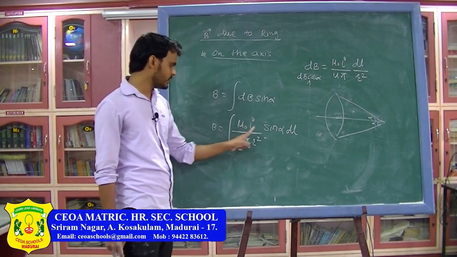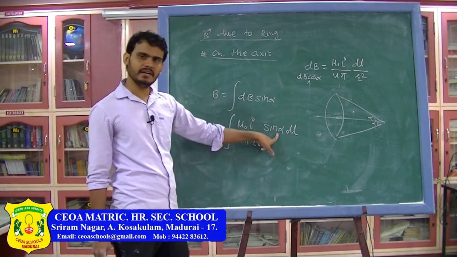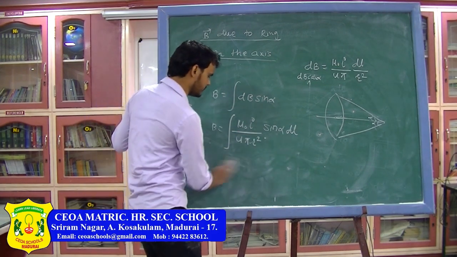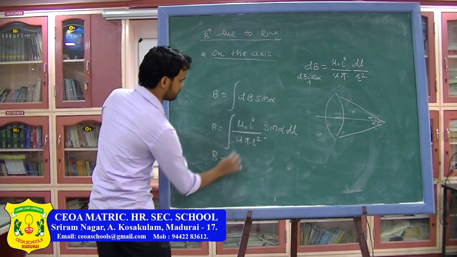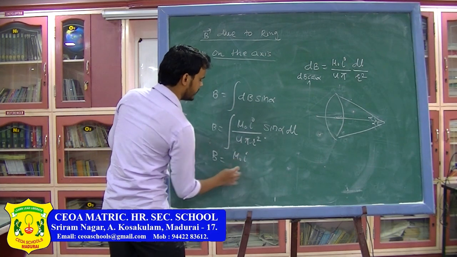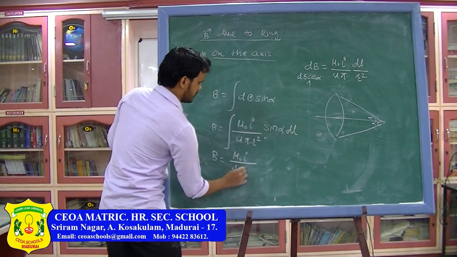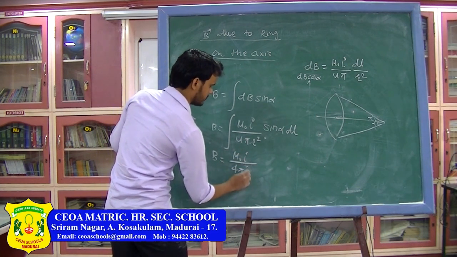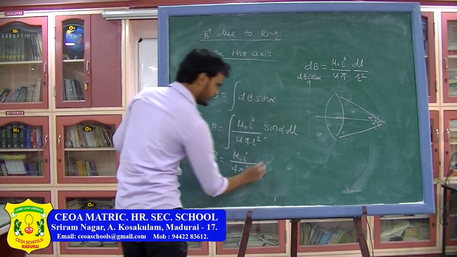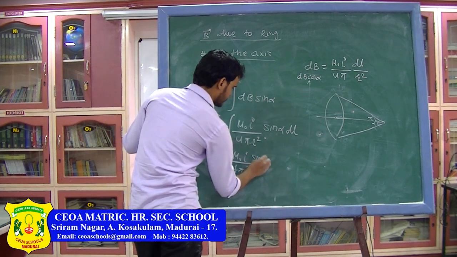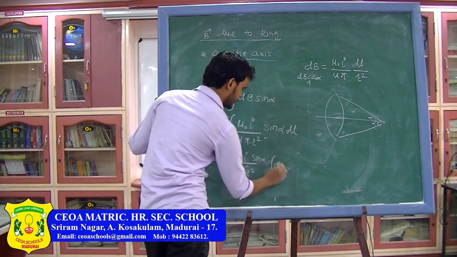So, mu naught I over 4 pi r square and sin alpha is constant. So, the total integration will come out to be mu naught I divided by 4 pi r square into sin alpha integration dl.